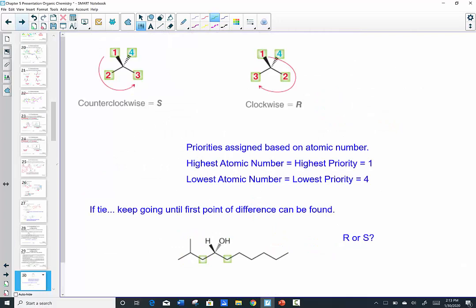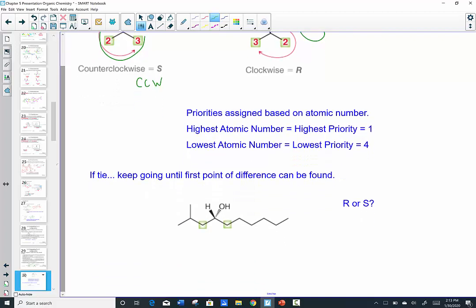So again, if we look at the lowest priority behind the page and it's spinning in a counterclockwise fashion, we'll call that an S configuration. If we're spinning and the lowest priority is in the back, as we need it to be, and it's going in a clockwise configuration, a right-handed spin, it will get the configuration of R. Priorities are assigned based on atomic number. Highest priority is number 1, highest atomic number. The lowest atomic number, lowest priority, that gets the number 4. Position 4 needs to be behind the page in order to make a choice of R or S.